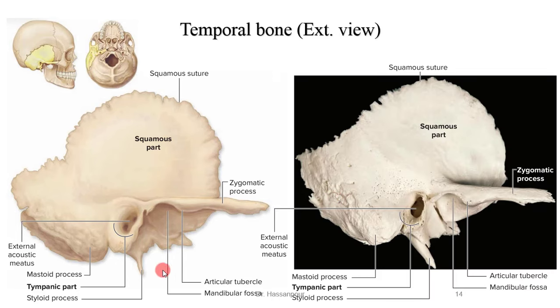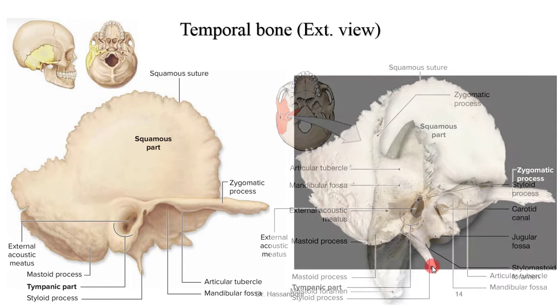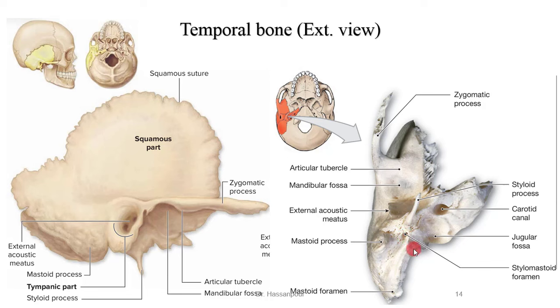The next structure is a thin pointed projection of bone called the styloid process. The styloid process serves as an attachment site for several hyoid and tongue muscles. The stylomastoid foramen lies between the mastoid process and the styloid process. The facial nerve extends through the stylomastoid foramen to innervate the facial muscles. The carotid canal is medial to the styloid process and transmits the internal carotid artery.